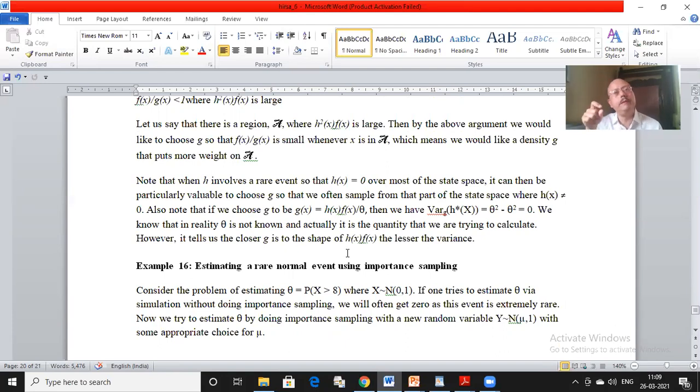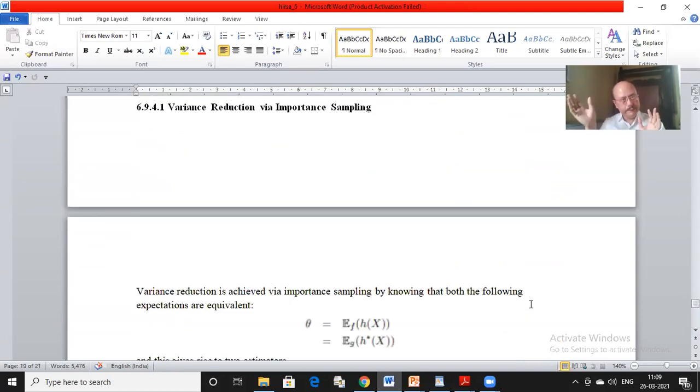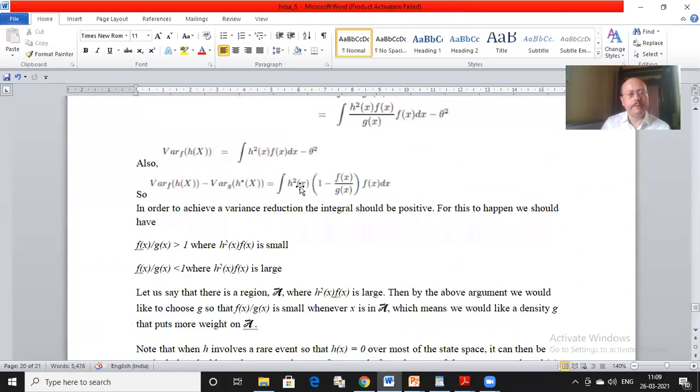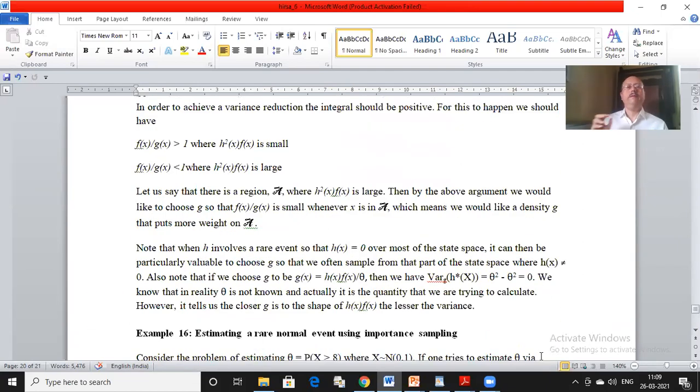So that is how importance sampling works. Importance sampling works on 2 features. One feature is that I want to distort my sampling weightages in a particular way, so that this integral becomes large positive. And the second thing is that in order to achieve this, I need to look at the nature of the function h into f. So if I can match my g with h into f, I hope to get a better candidate, which means I hope to get lesser variance.